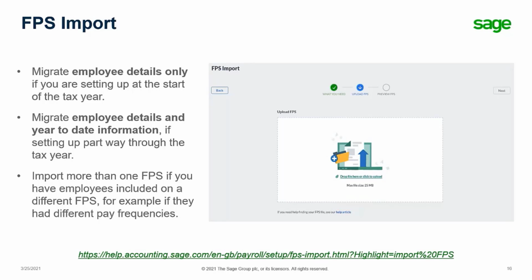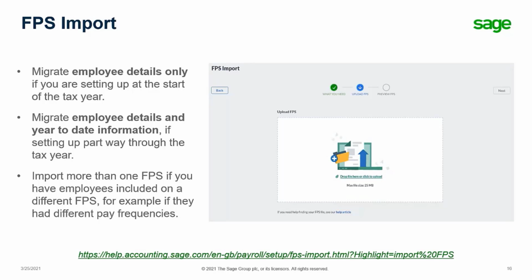You can import the FPS and bring the employee details only if you're starting at the start of the tax year. You can choose to bring over the year-to-date information that's included within that FPS XML document. And you can import more than one FPS if you have employees that are, for example, on different pay frequencies.